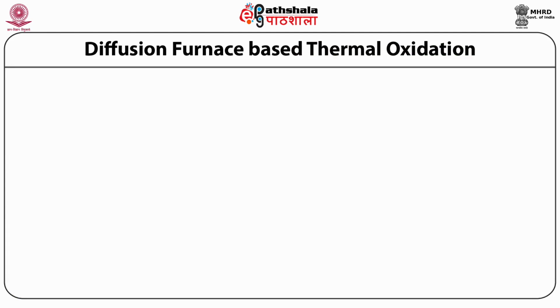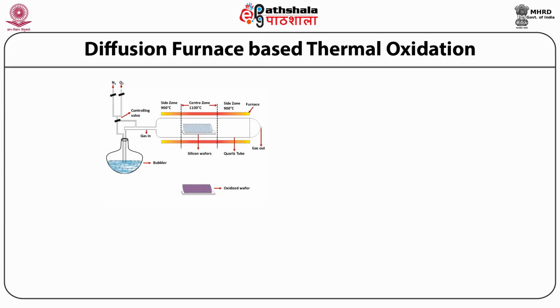Diffusion furnace based thermal oxidation. Now, this figure shows the schematic of a 3-zone oxidation furnace that can be used for making a silicon oxide thin film over a silicon wafer. The growth of the oxide film is governed by the diffusion of oxygen into the substrate silicon wafer, which means the film growth is actually downward into the substrate.